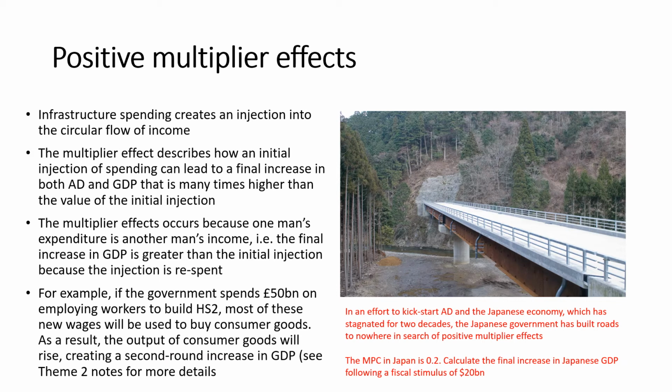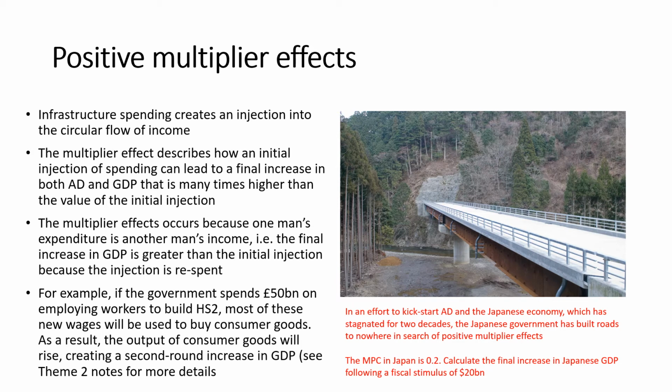Infrastructure spending can also create positive multiplier effects. Remember, this is another topic from theme 2. The multiplier describes how an initial injection of spending into the economy can create a final increase in both aggregate demand and real GDP that is many times higher than the value of the initial injection. So, how is this? Well, obviously the infrastructure spending creates the initial injection into the circular flow. As I say again, the multiplier effect describes how an initial injection of spending can lead to a final increase in both AD and GDP that is many times higher than the value of the initial injection.